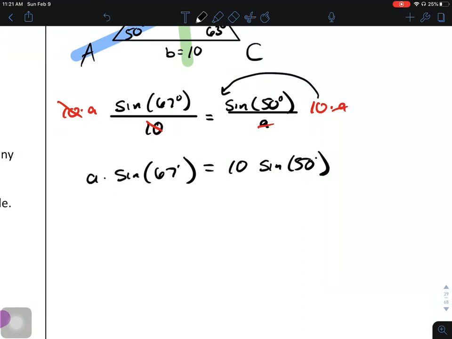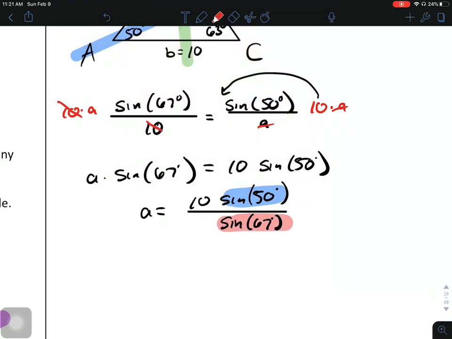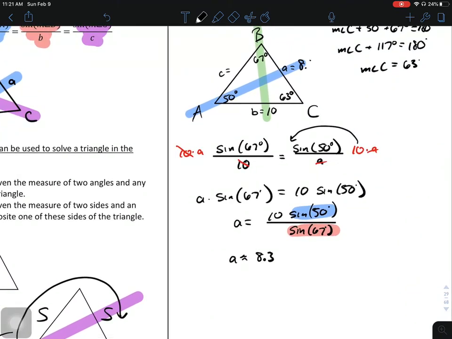Now to get a by itself, I'm going to divide both sides by sine of 67 degrees. a is going to be 10 sine of 50 degrees over sine of 67 degrees. This is all one object. Nothing cancels there. If you put this in your calculator, you're going to find that a is about 8.3. Please put that in your calculator and confirm that you're getting that. So we know that's 8.3. That's a rounded number. We want to avoid using that to find other answers.